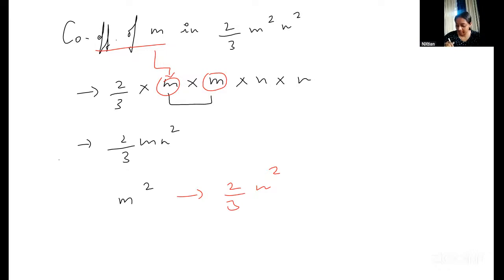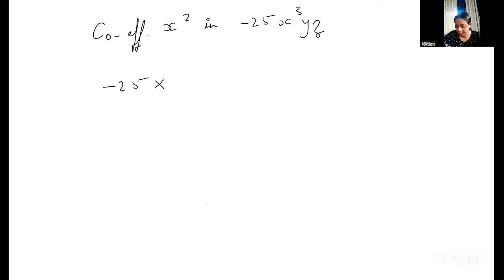Now, another question. I'm clearing the screen. Next question says, what is the coefficient of x squared in minus 25 x cube y z? So first step, write it in expanded form. Minus 25. Minus signs don't go anywhere. Then x cubed, so x into x into x into y into z. What do we do? We are going to remove 2x because x square is there.